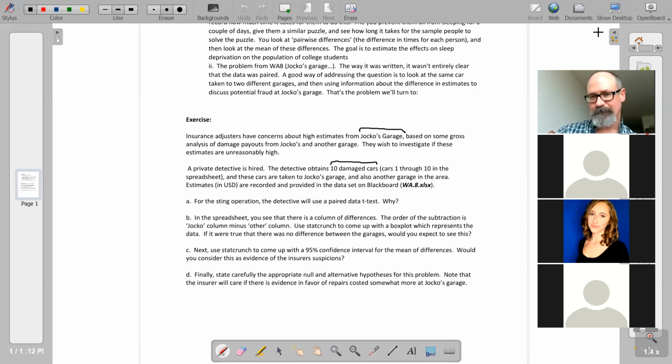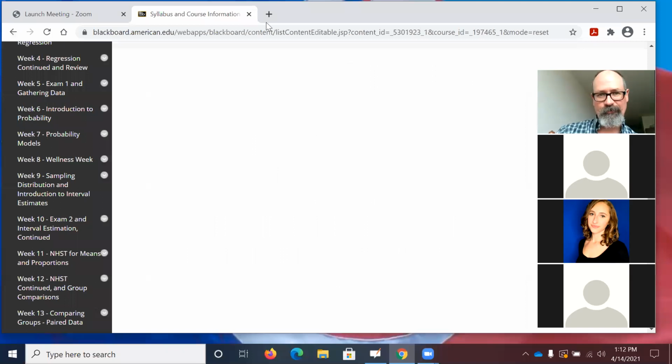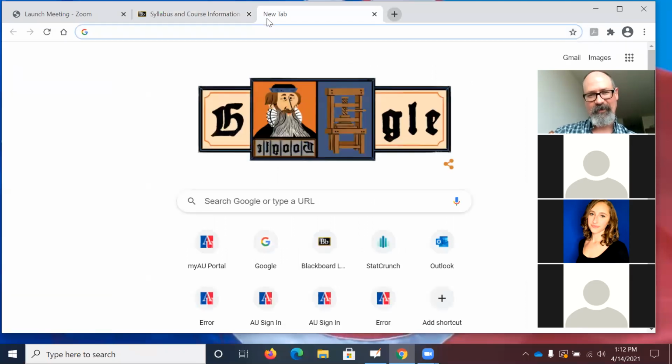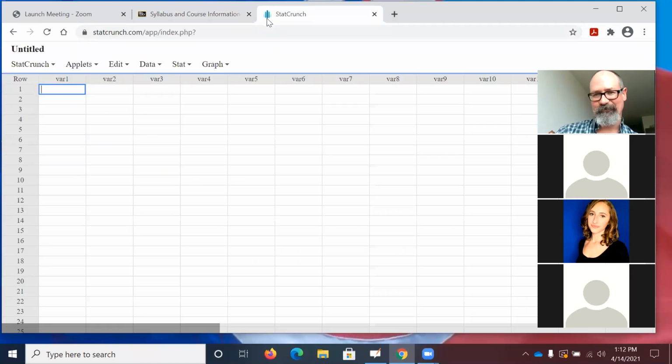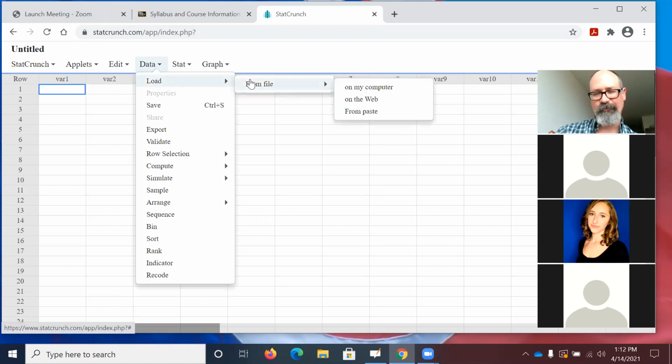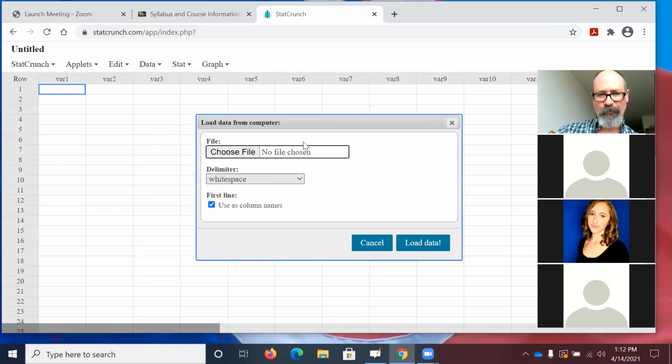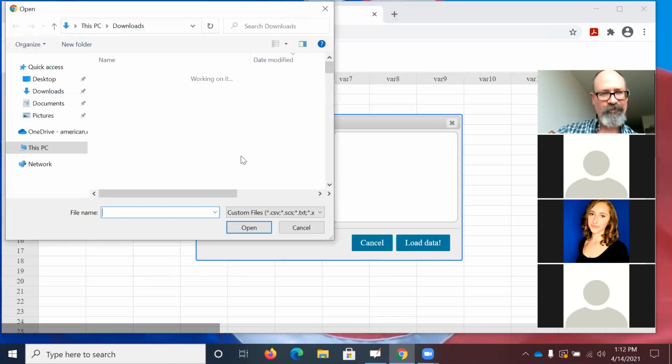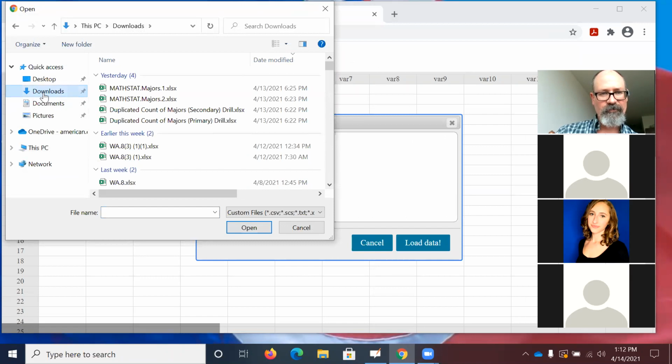So let me, you have the difference column, you're coming up with a confidence interval. So let's just see what happens when we do that. I hope I have the data, otherwise I'll have to find a way to find it. So when you go to data, we're going to load the information from Jocko's garage and the research that people are doing here. So we load this from a file on my computer. I think it was in the download section. And it's right there.